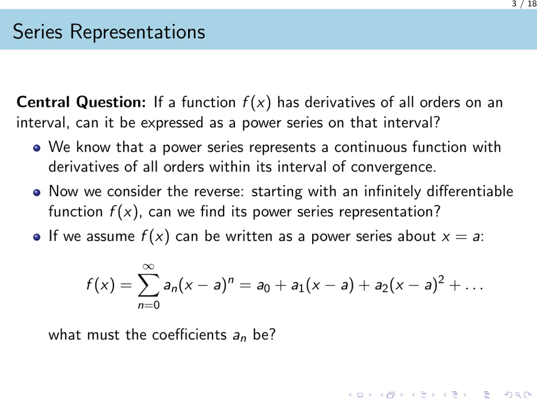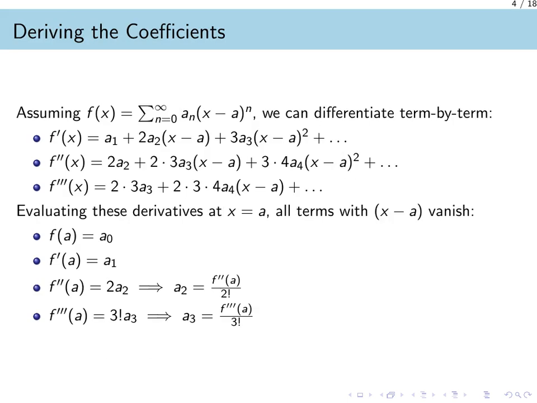The central problem we must now solve is this: if such a representation is possible, how can we determine the values of these coefficients? Here is the key insight for finding the series coefficients. We can isolate them by evaluating the function and its derivatives at the center point, x equals a. Let us start with the original power series for f of x. If we substitute x equals a, every term containing the quantity x minus a becomes 0. This leaves us with just the first term, so f of a is equal to a sub 0.